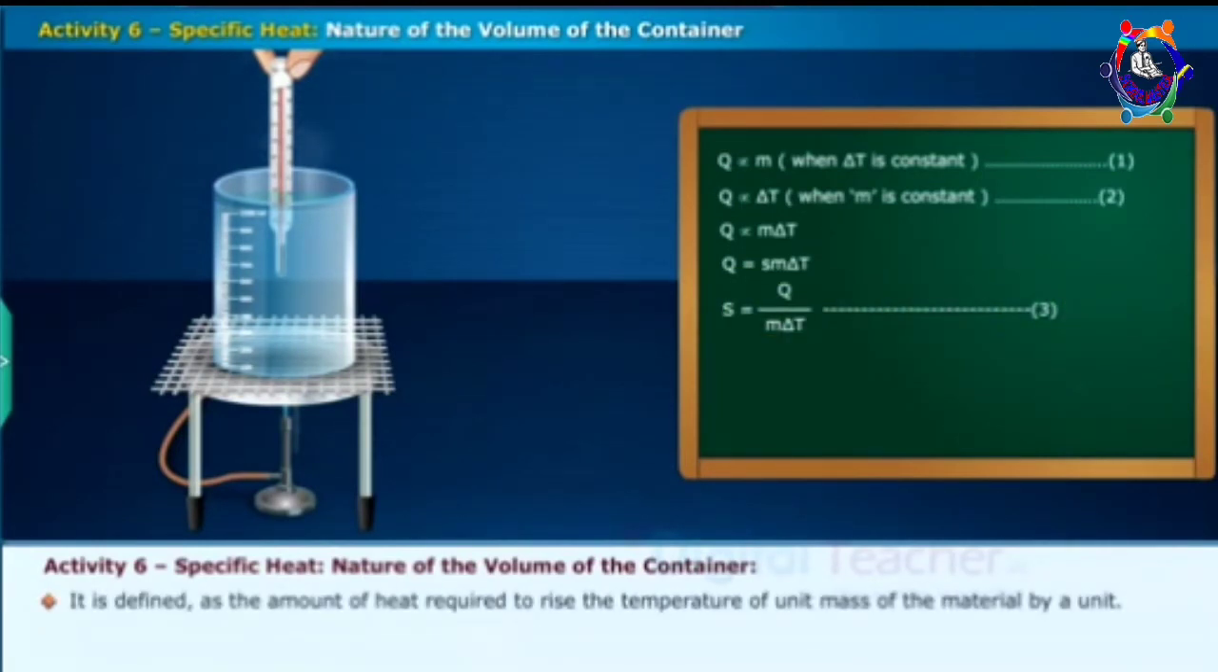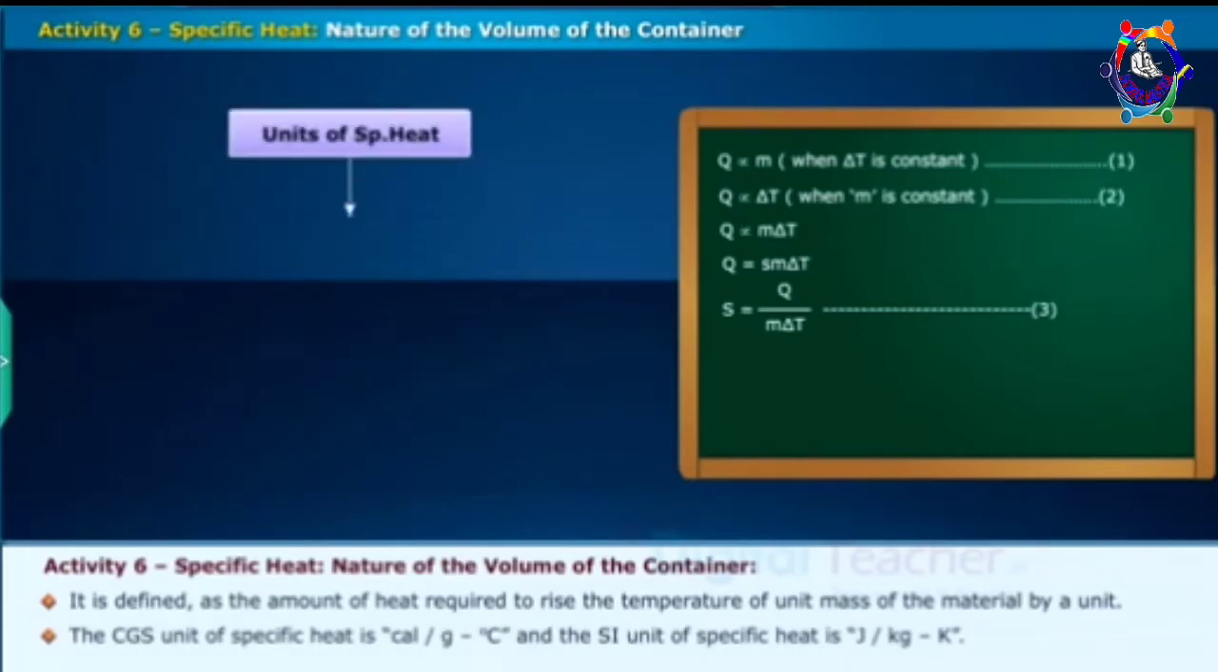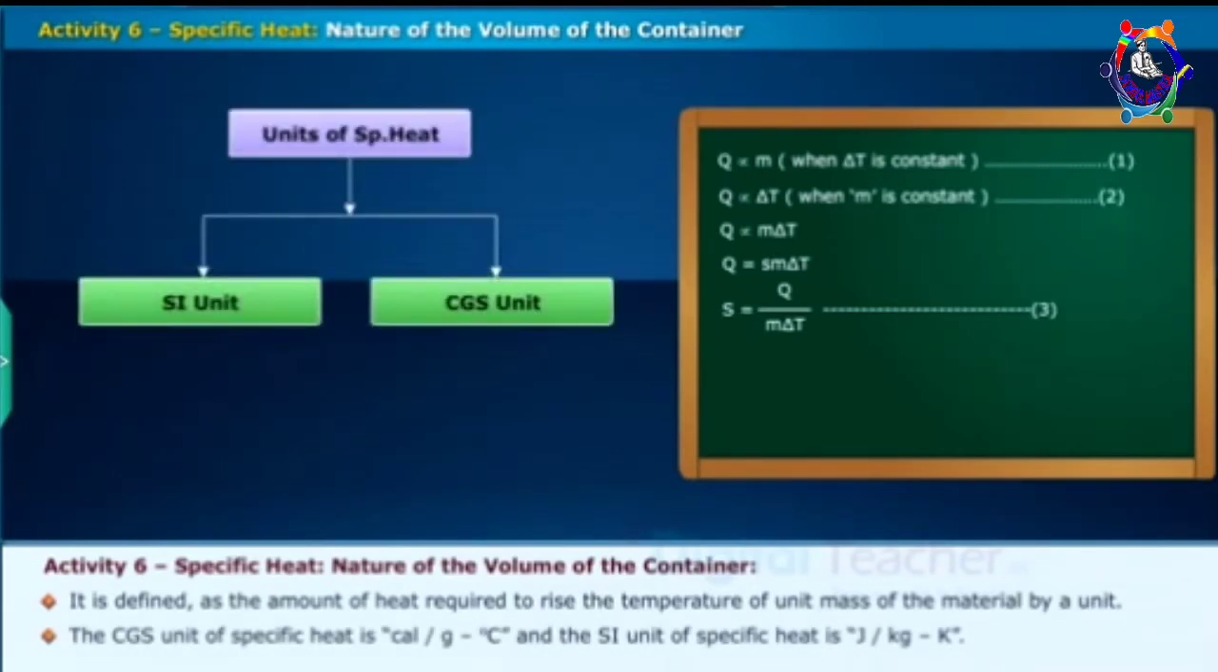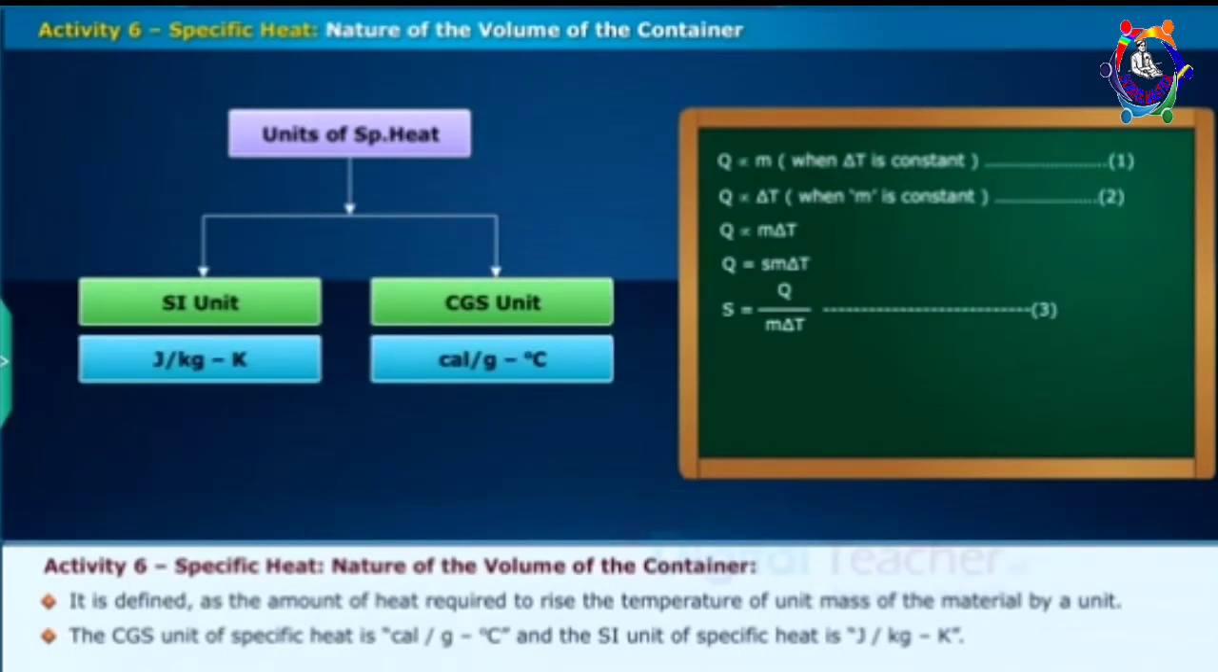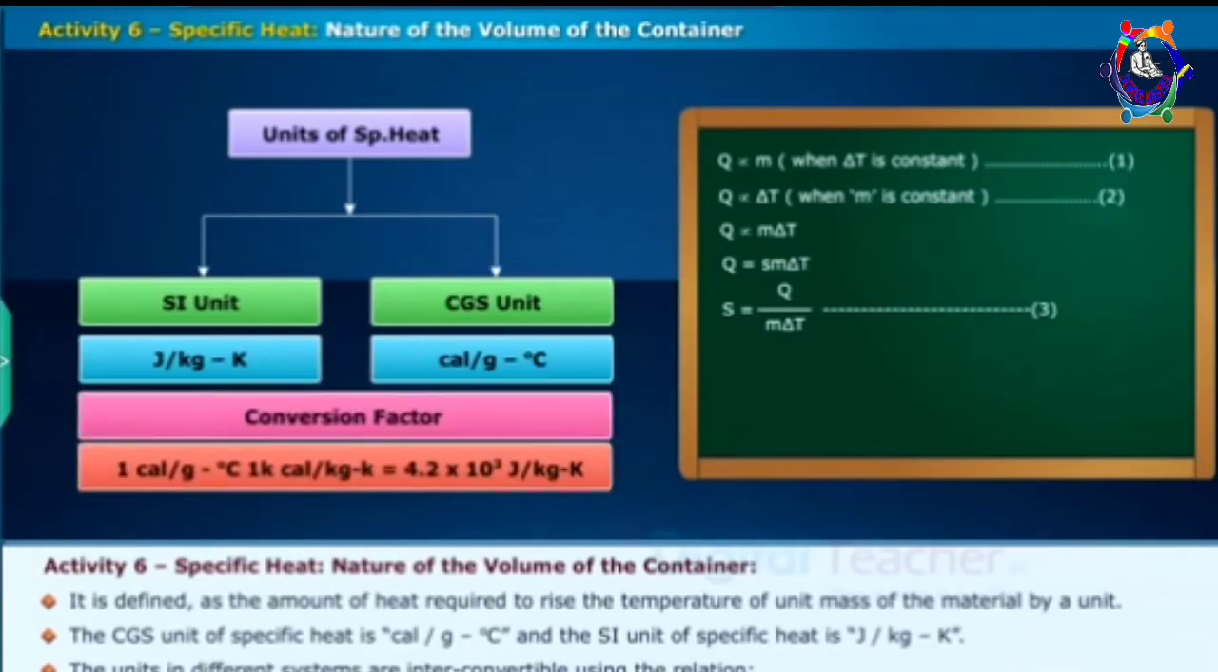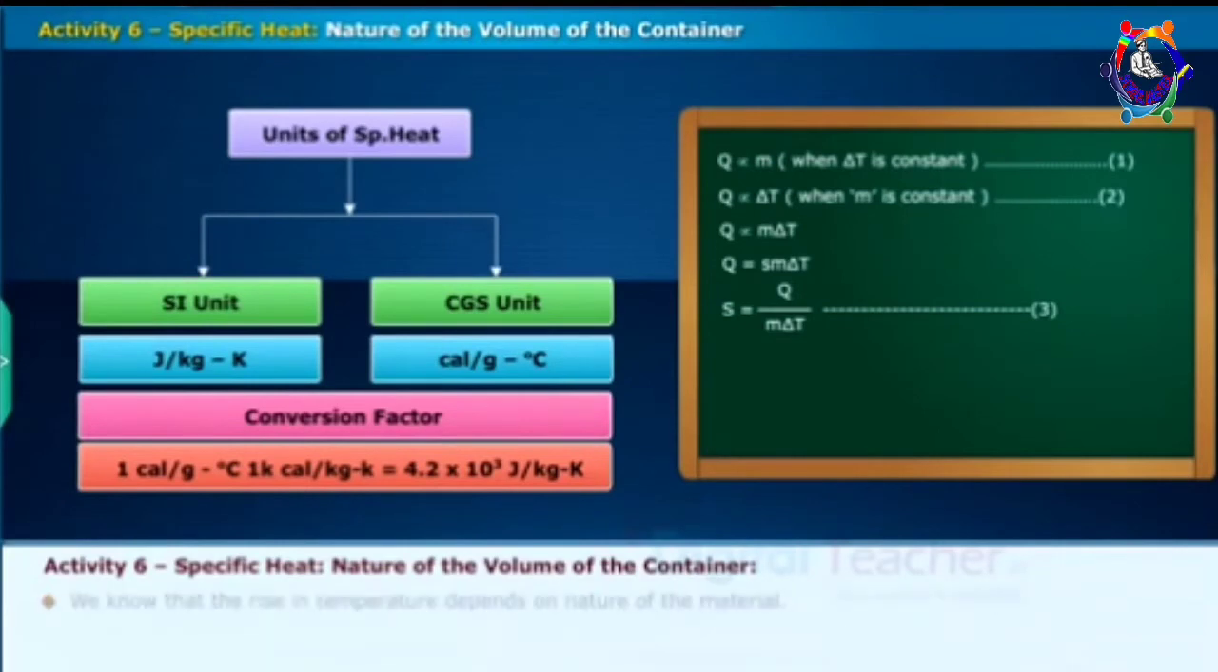It is defined as the amount of heat required to raise the temperature of unit mass of the material by a unit. The CGS unit of specific heat is calorie per gram degrees Celsius, and the SI unit of specific heat is joule per kilogram Kelvin. The units in different systems are interconvertible using the relation 1 calorie per gram degrees Celsius is equal to 1 kilocalorie per kilogram Kelvin, which is equal to 4.2 into 10 to the power 3 joule per kilogram Kelvin.